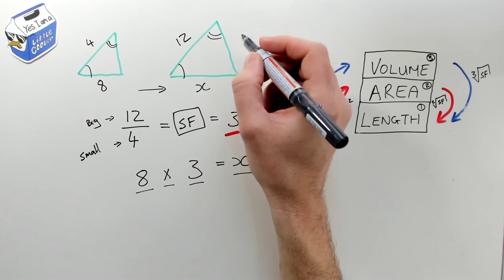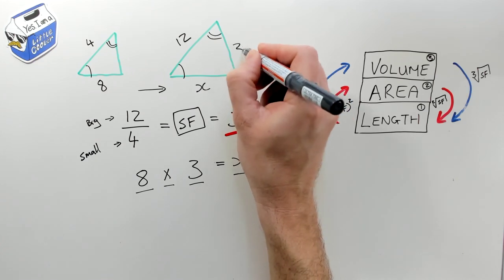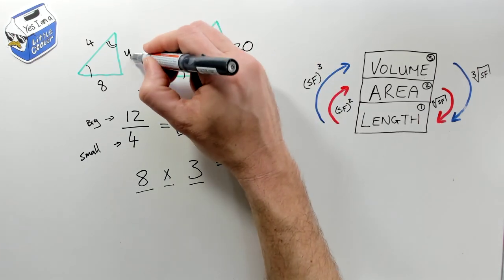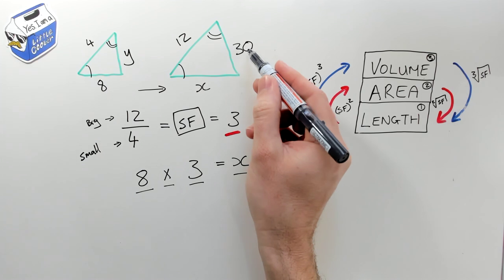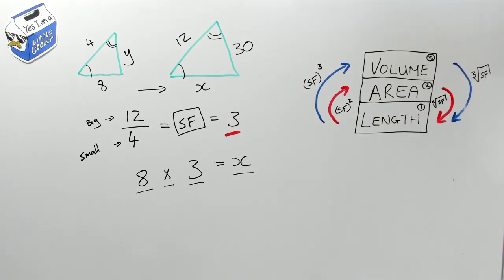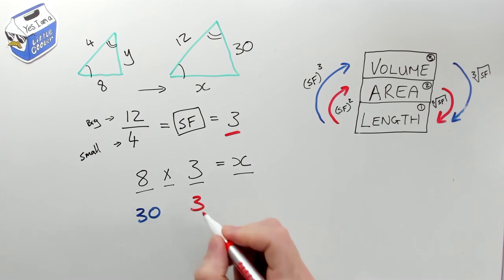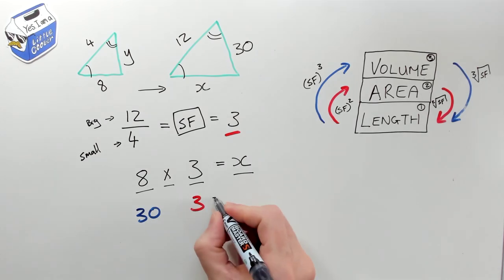The opposite is also true. So let's say I had 30 here, and they wanted y. Then I would start with my 30. I'll write down the 30, let's just do that in a different color. Let's say blue. So I'll write down the 30, and I'll write down my scale factor. And I know that's going to obviously give me y.